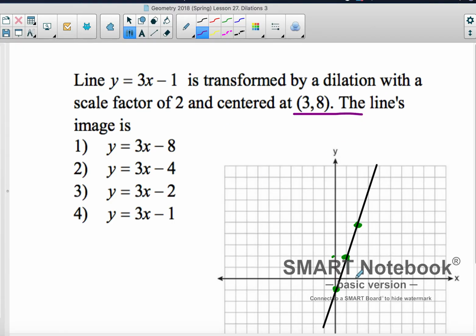So 1, 2, 3, 1, 2, 3, 4, 5, 6, 7, 8. Okay, well, that's actually on the line. So if we dilate this line again, right? If we dilate this line with it centered around this point, we got to figure out, well, how far are the distances away, right? Well, let's take a point on this line.